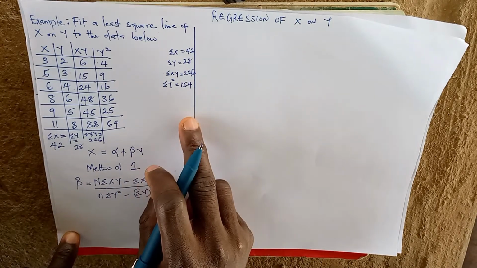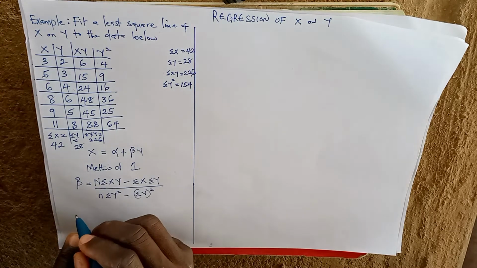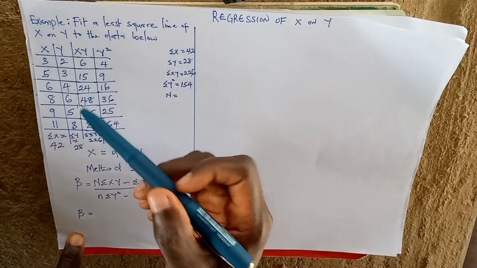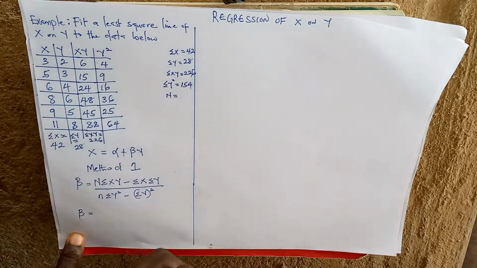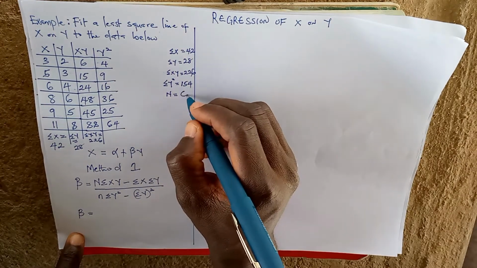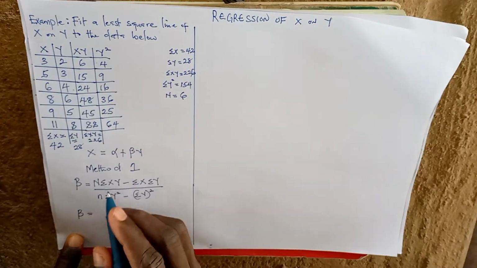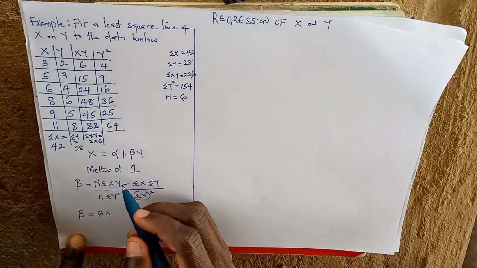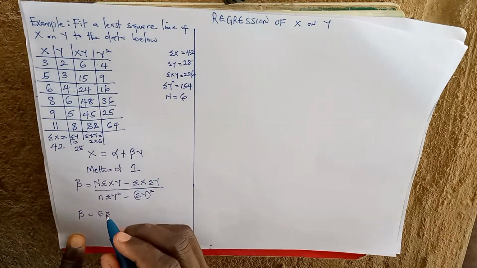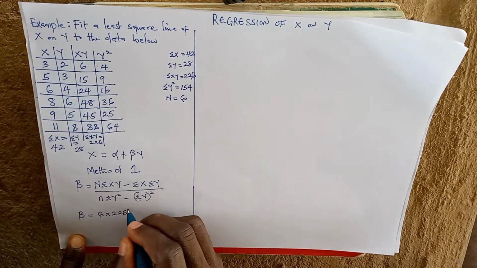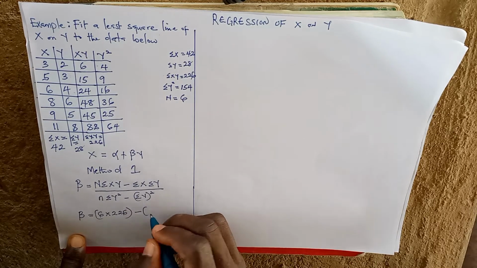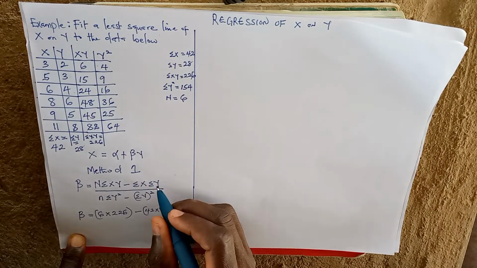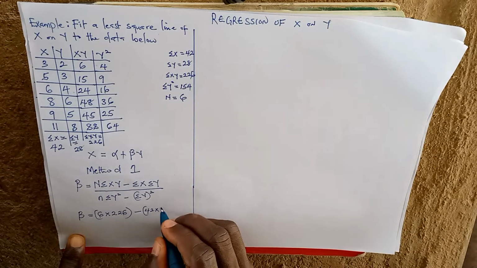Now we substitute all these values into this formula. Therefore, we have beta equals n, and n is the number of observations here. We have 1, 2, 3, 4, 5, 6. We have 6 rows, so our n is equal to 6. Therefore, we have 6 multiplied by summation xy, and our summation xy is 226, close bracket, minus summation x, which is 42, and summation y, which is 28.